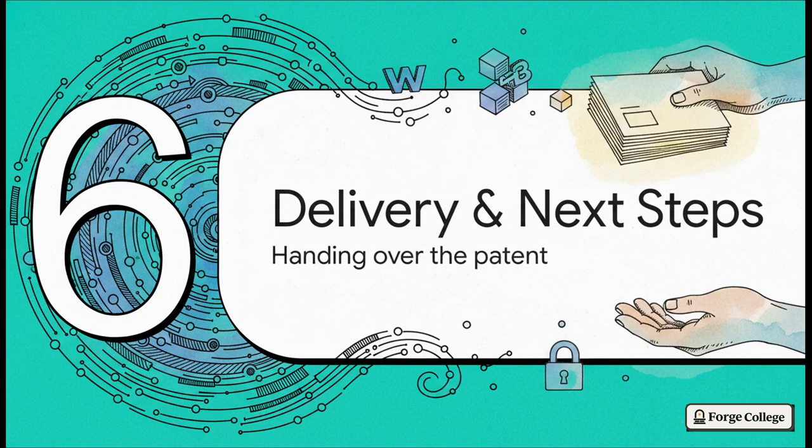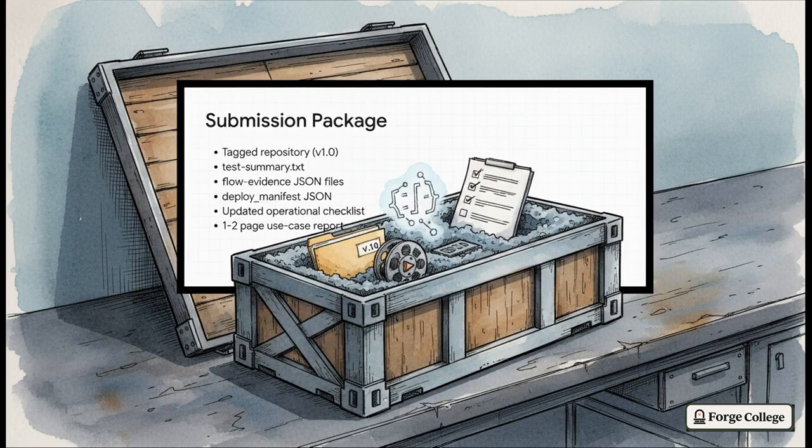Finally, Section 6, Final Delivery and Next Steps. Time to hand over the patent. We've survived the inspection, which means it's time to package it all up. You've got to ensure your final submission package is meticulously organized.